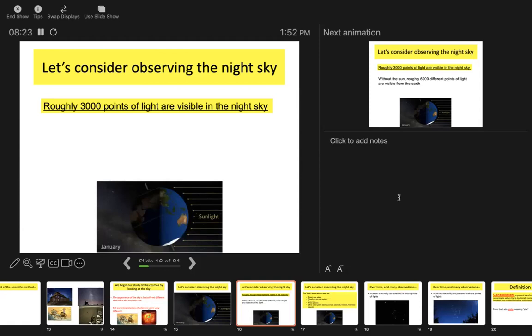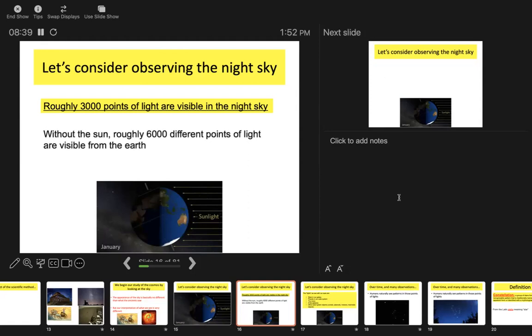You're like, well, yeah, but you just said you can only see 3,000. Yes, because it's dark on one side, you can see the stars, you can't see the stars on the other side. But the Earth moves around the sun. So at various times, you get to see 3,000 objects. At other times, there's another 3,000 objects you can't see, right? So without the sun, roughly 6,000 different points of light are visible to the Earth. Notice I didn't say there's 6,000 stars, because not everything is a star.